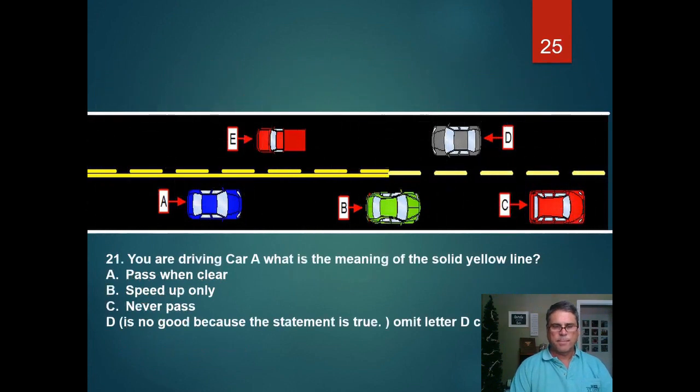You're driving car A. What is the meaning of the solid yellow line? Okay, so what they're talking about, let me get a blue here. They're talking about what this solid yellow line right here is. That solid yellow line means never pass. You can cross, never pass. What we mean by cross is you're just taking a turn and you're going to go straight into the gas station or whatever.